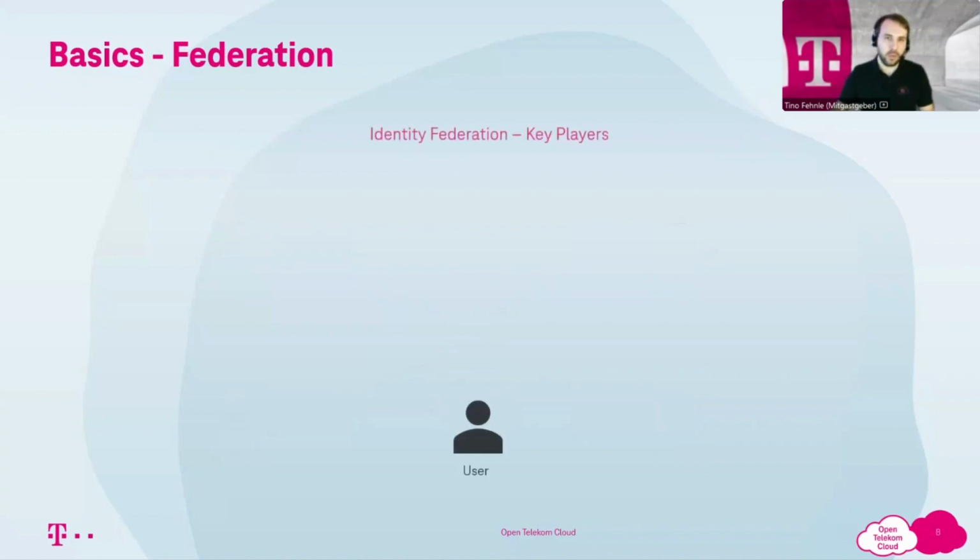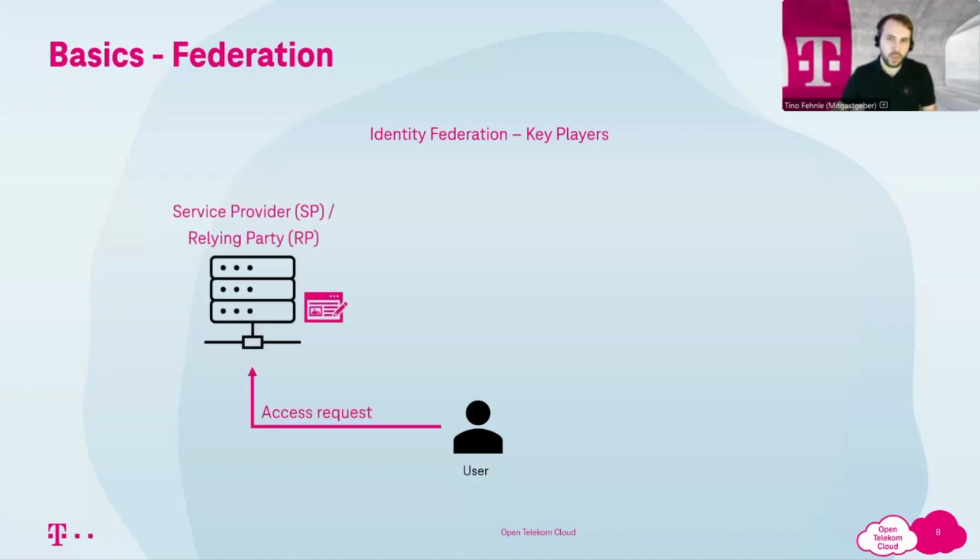Next, you may ask how this exactly works. For that, we have 3 important key players in this concept, starting, of course, with the user. The user wants to access the application. On the left side, you see the service provider, also called relying party, which is providing the actual service the user wants to access. Therefore, the user sends the request to the service provider.